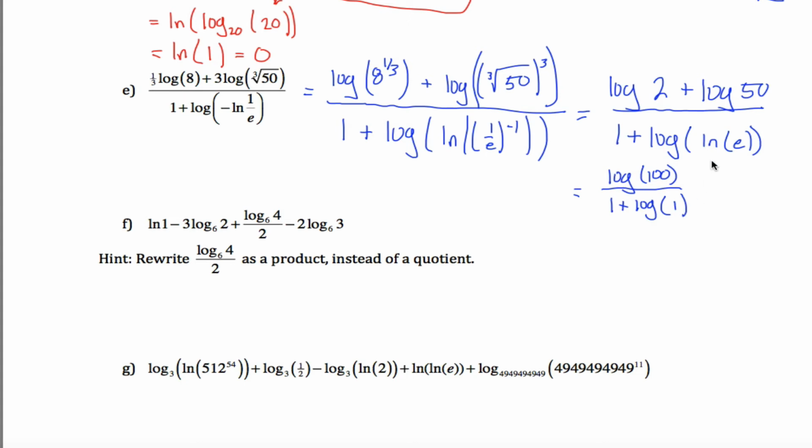In the denominator, I have 1 plus the log of, and instead of writing natural log of e, I can just write the number 1, because the natural log of e is asking me the question, to what power must I raise e to make it an e? The answer is 1. The log of 100, remember there's an implied 10 here. 10 squared is 100, so the log of 100 is 2. The log of 1 is asking you to what power must you raise 10 to make it 1? The answer to that question is 0. So I guess 2 over 1 plus 0, aka 2. That's the answer to E there.